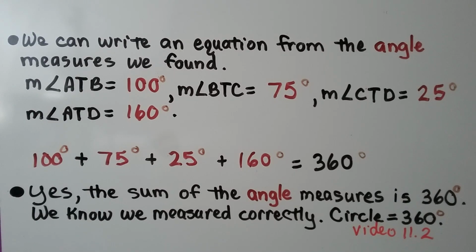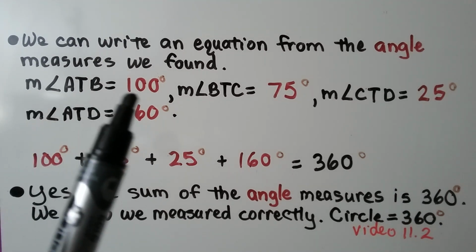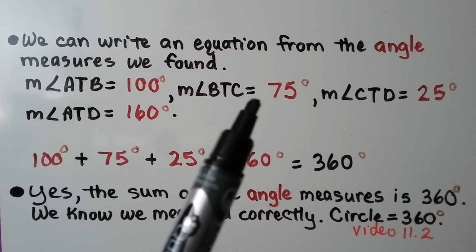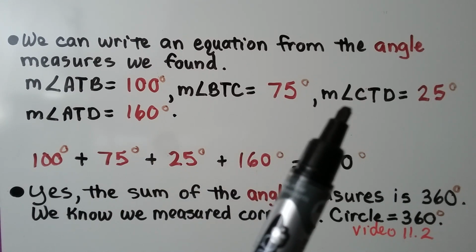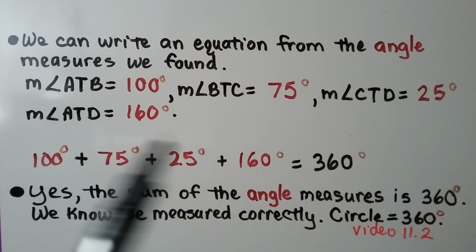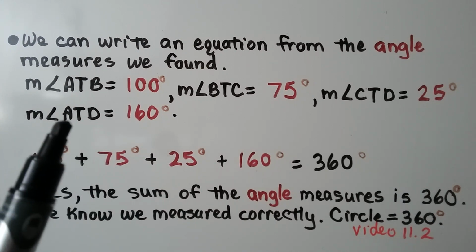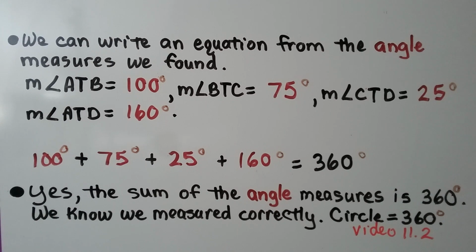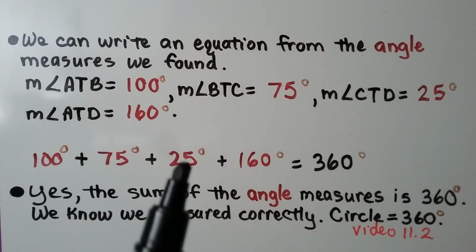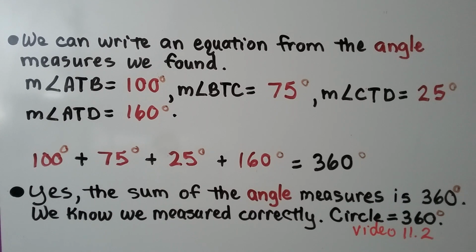So we can write an equation from the angle measures we found. We found the measure of angle ATB was 100 degrees, and the measure of angle BTC was 75 degrees. The measure of angle CTD was 25 degrees, and then the big angle, the measure of angle ATD, was 160 degrees. And we write 100 degrees plus 75 degrees plus 25 degrees plus 160 degrees. We add them all up. It is equal to 360 degrees. So yes, the sum of the angle measures is 360 degrees. We know we measured correctly because a circle is equal to 360 degrees.